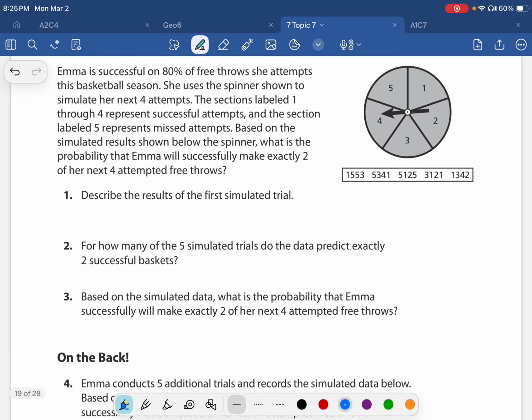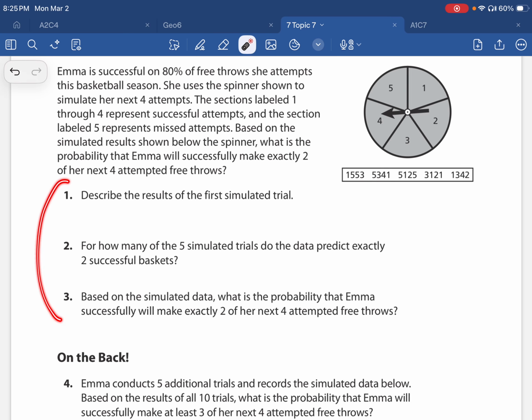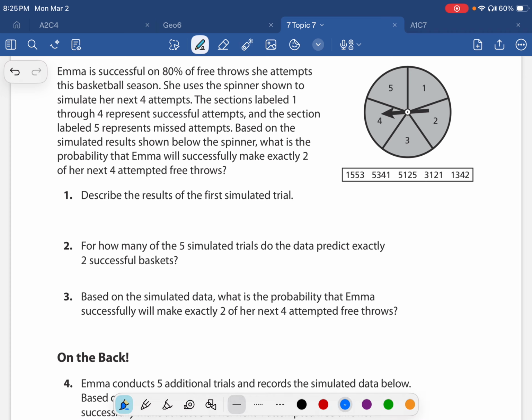Okay, for the next scenario, just like on the last one, I would like you to pause and attempt to do 1 through 3. Answer these 3 questions based on this information. See what you can come up with, and then continue the video to check your answers. So go ahead and pause now. Take a few minutes to do that. Come back and check your work.